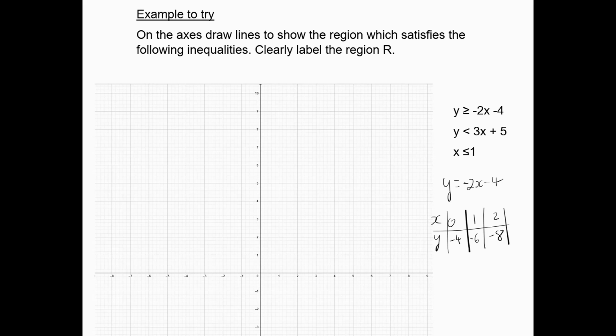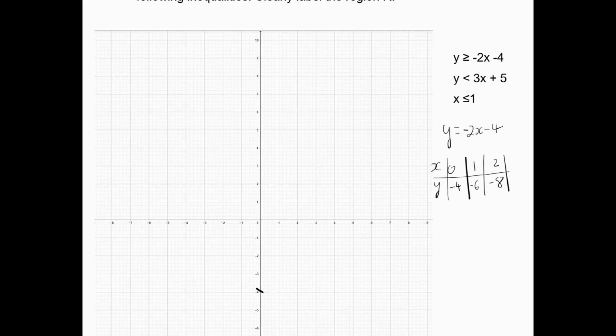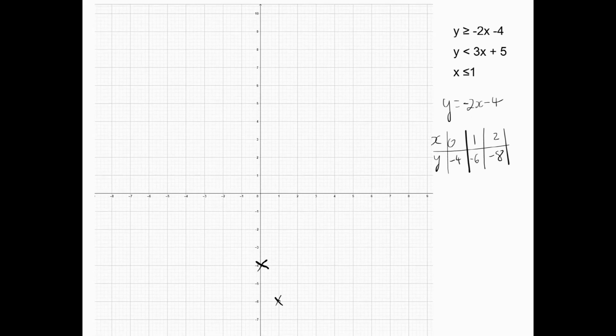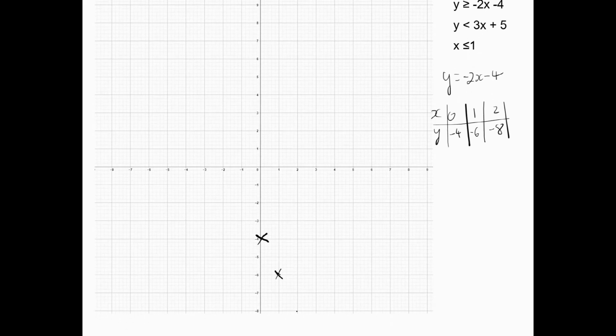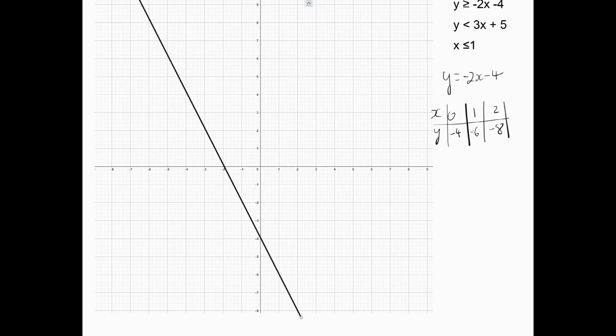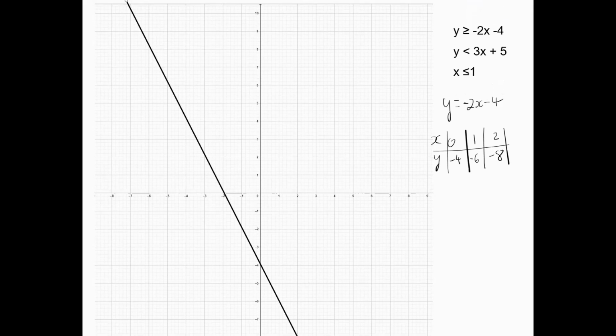So we have the following points: 0, minus 4, 1, minus 6, and 2, minus 8. And obviously because the gradient is minus 2, this makes sense. If you go to the right by 1, you go down by 2. So let's draw this line. And I'm using a solid line because the inequality is greater than or equal to.